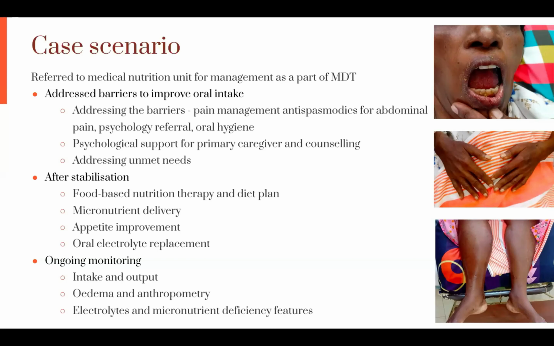And because the patient was too shy or was in a low mood to come to the hospital, this was addressed. And after stabilization, we changed to food-based nutrition therapy, and micronutrients were given in the doses, but oral electrolyte replacement is still ongoing. And appetite improvement was another aspect we looked into.